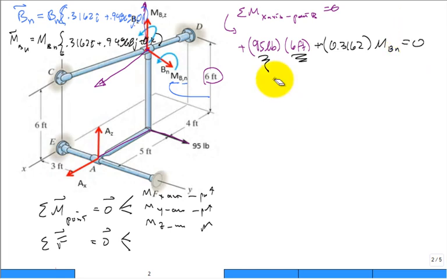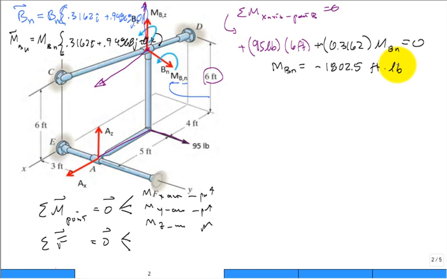Guess what we can solve for? One equation, one unknown. You could solve for the magnitude of B sub n. And when we solve for the magnitude of B sub n, that comes in at negative 1802.5. What are the units on that? Foot-pounds? Right? It's a moment. All right. Let's do the next one.